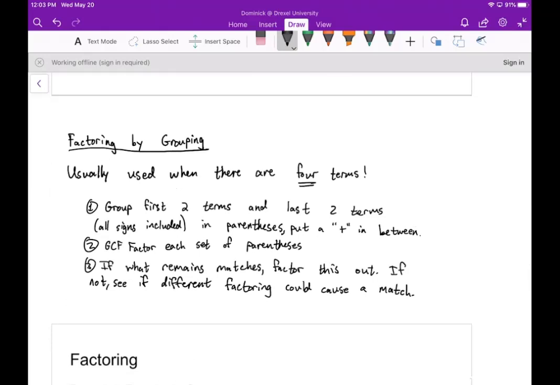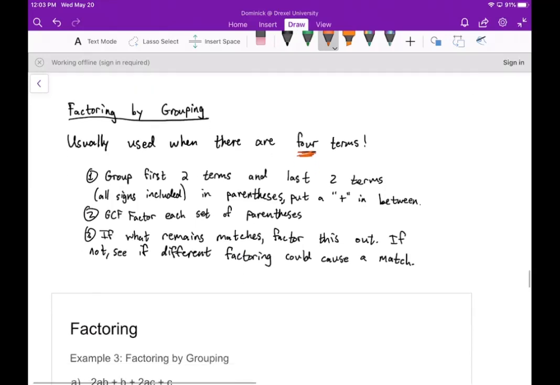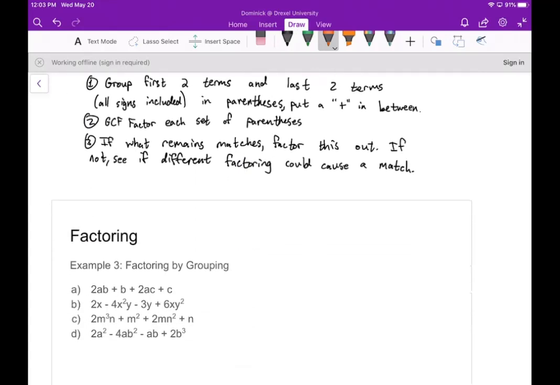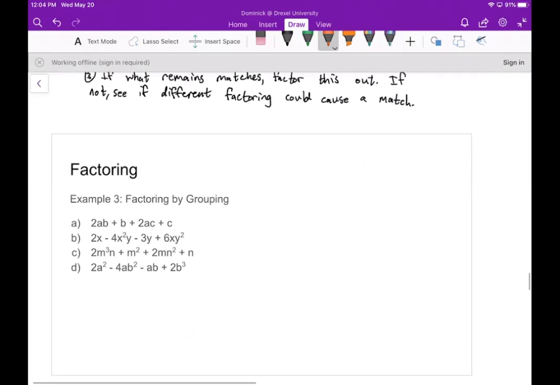Okay, so the next factoring method that we're going to talk about is factoring by grouping, right? And this is most commonly used when you have 4 terms, okay? So you're going to group the first 2 terms, group the last 2 terms with all their signs included, so plus and minus and everything. And then you're going to put a plus in between them, all right? Then for each set of parentheses, you're going to do GCF factoring, right? And once you do that, you're going to hope that whatever's left matches. And if it does match, you're going to factor that thing out, all right? And if not, you see if you could slightly tweak the factoring or maybe reorder the terms to get a match, right?